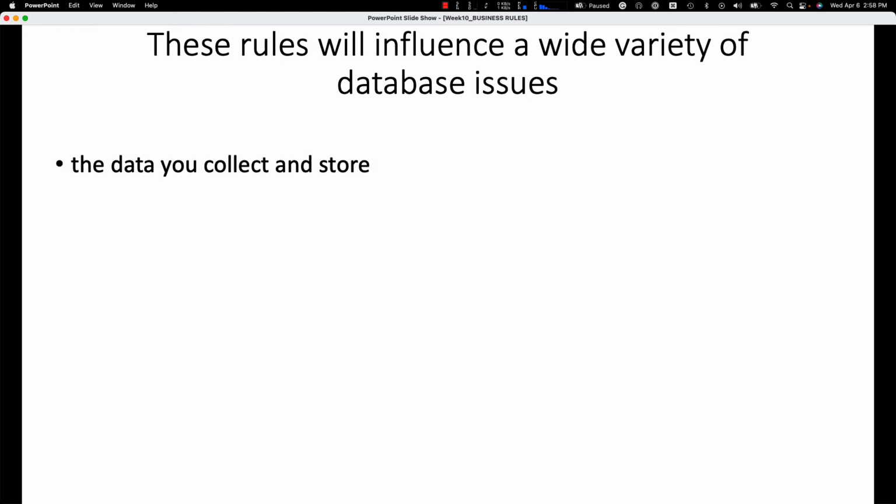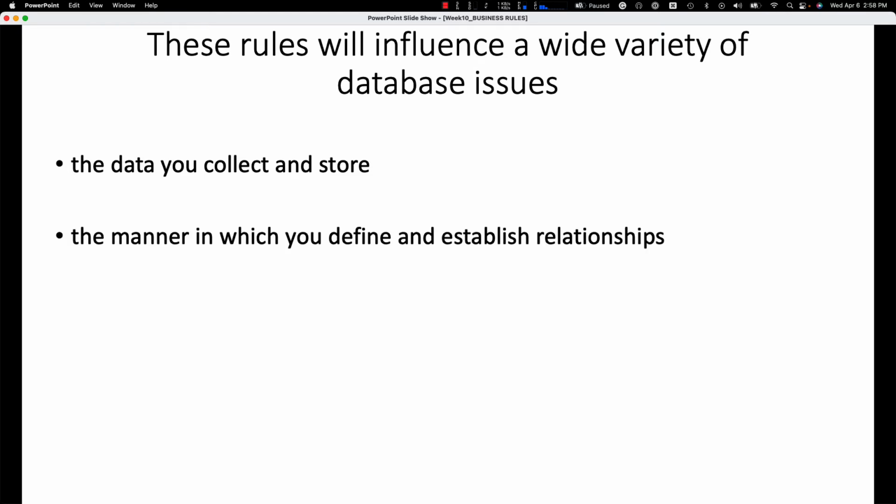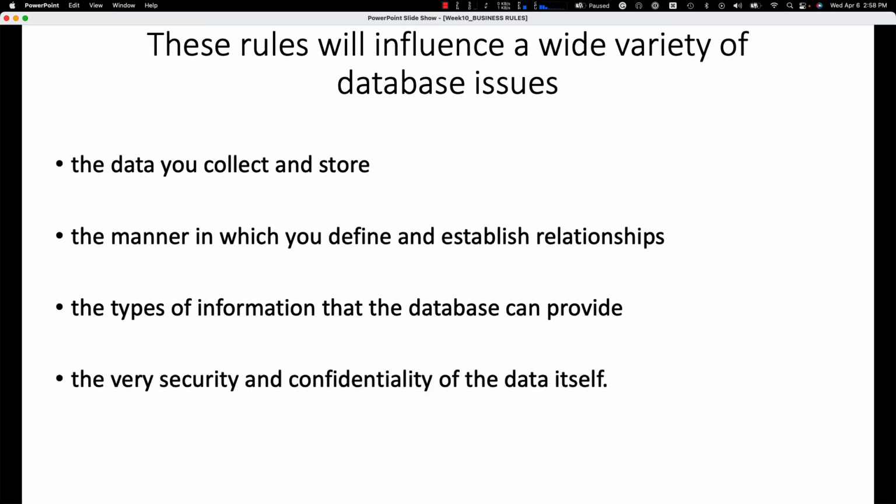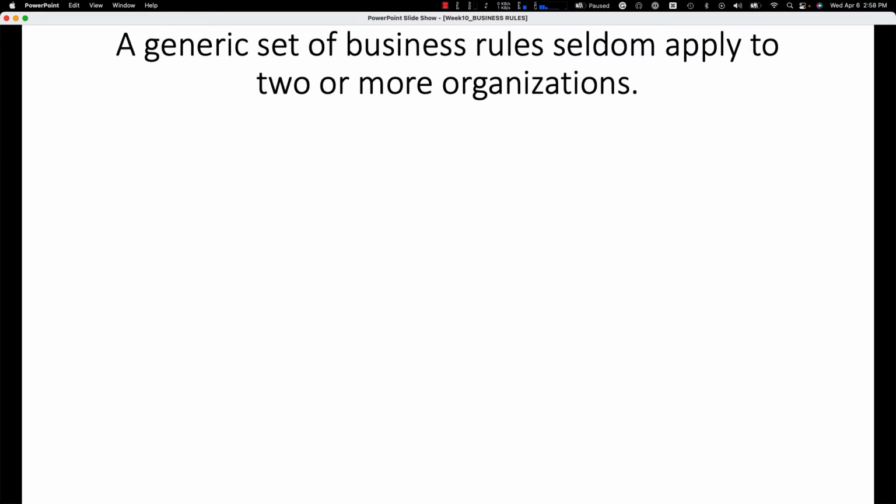The rules influence a wide variety of database issues: the data you collect and store, the manner in which you define and establish relationships, the type of information that the database can provide, and the very security and confidentiality of the data itself. A generic set of business rules seldom apply to two or more organizations.